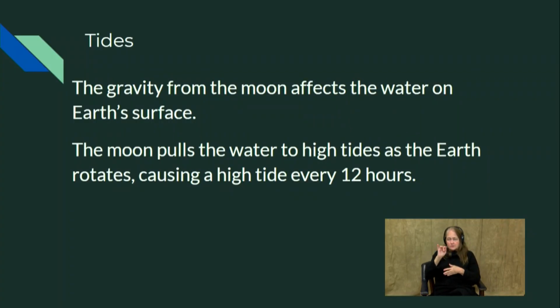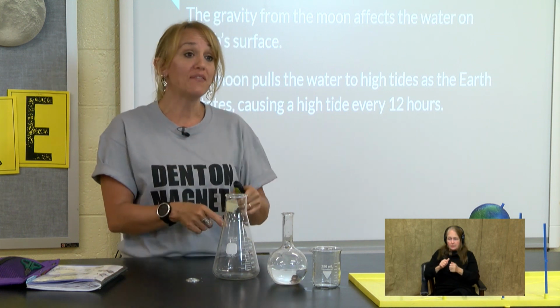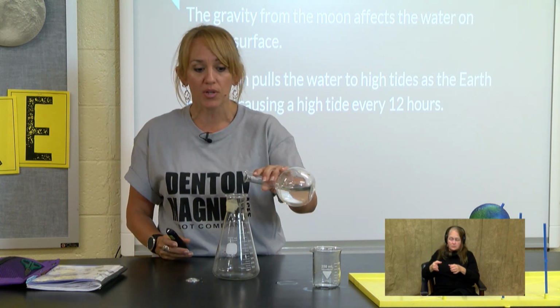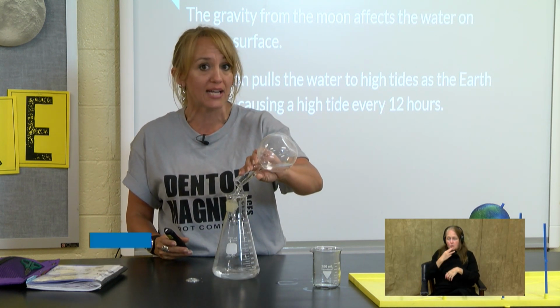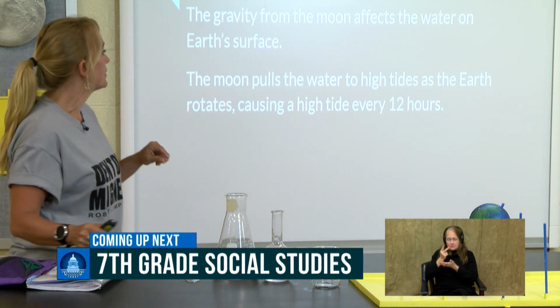That the gravity from the moon affects the water on Earth's surface. It has to. When we were pouring the water back and forth from these glasses, we indicated that water is a liquid, so it changes shape. It can be manipulated. And gravity is a force that can pull water. When we poured the water from glass to glass, it's gravity that's pulling that water down into the glass and spreading it out. We see that same dynamic on planet Earth.